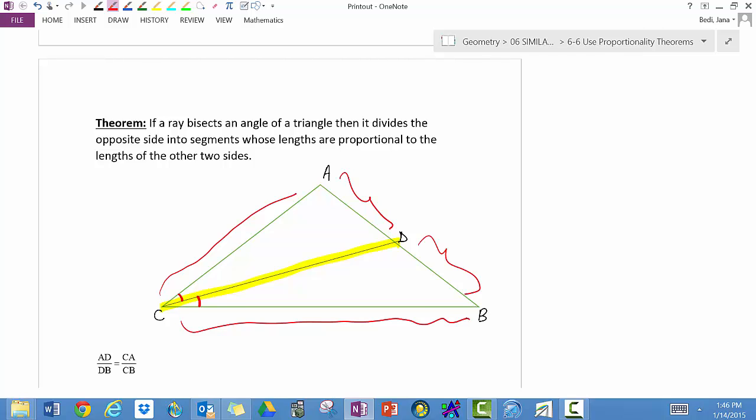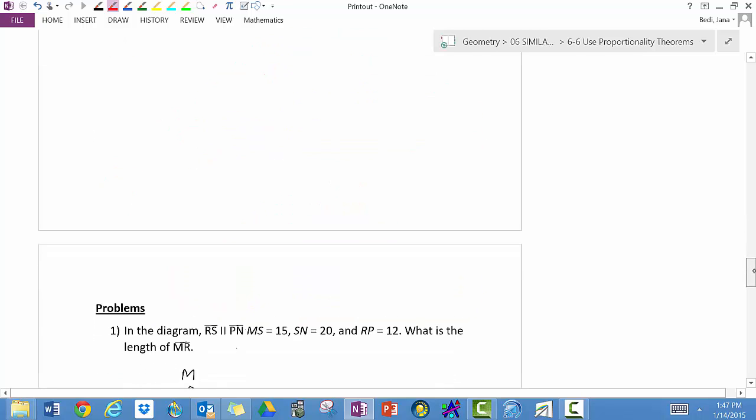You write that proportion down, and then the other side you write the side of the triangle that shares a vertex with part of the divided side. So for example, AD and CA share the vertex A. DB and CB share the vertex C. So this is helpful when you're writing your proportionality.